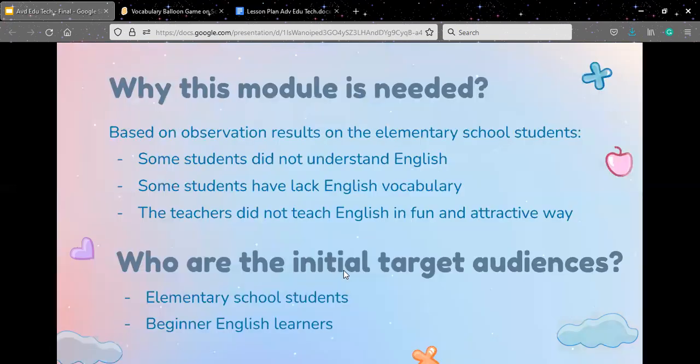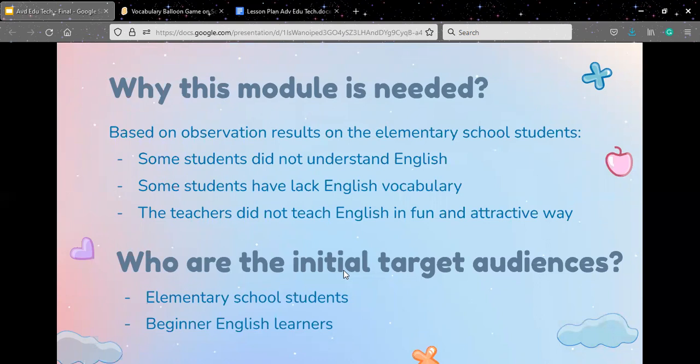Analysis stage. So why is this model needed? Why did I make this model? Based on the observation result on the elementary school students around my neighborhood, I found that some students didn't understand English at all, while some students lacked English vocabulary. I also found that the teacher didn't teach English in a fun and attractive way. That's why the students weren't interested in learning English.